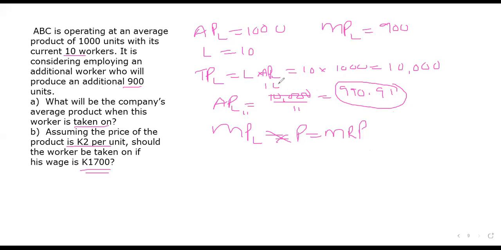No, it's actually 10,900 here, not 10,000, because this is for 11 people. The 10,000 was for 10 people. So when we add this additional worker, the total product of labor is what? 10,900 divided by 11. That's the one that gives us this. Thank you for that. This was for 10 people, but now it's 11 people, so we use 10,900 over 11. Is that clear?